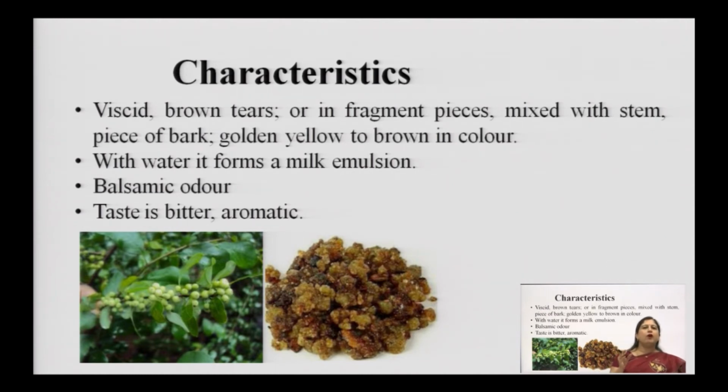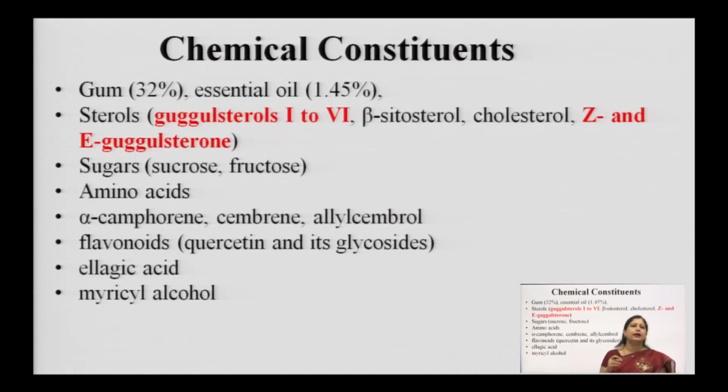With water, it forms a milk emulsion and has a very good balsamic odor. The taste is very bitter as well as aromatic in nature. The main chemical constituents here are basically gums and essential oils. And the gums, they are produced from the carbohydrates, they are in larger amounts, around 32%, and we have around 1.45% of the essential oils.